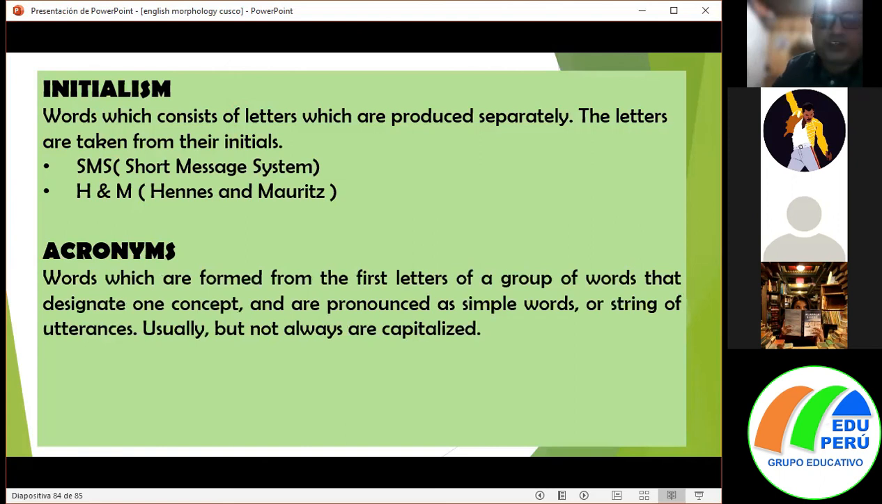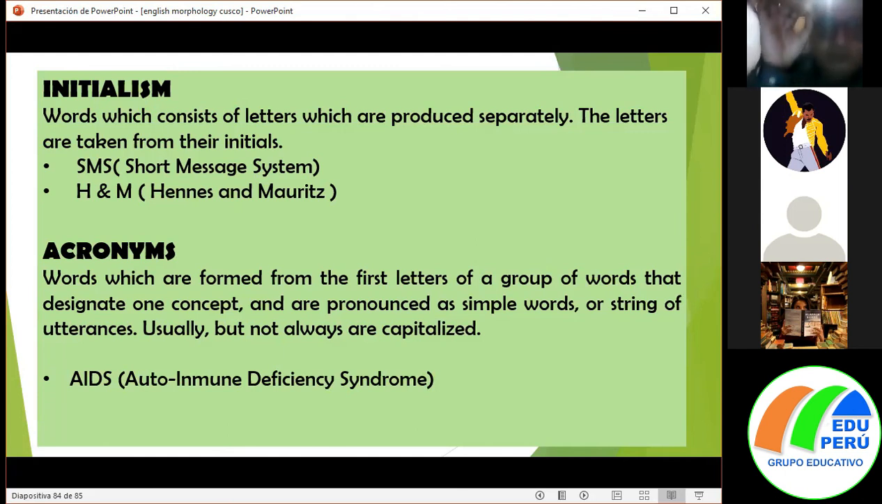Acronyms. Words which are formed from the first letters of a group of words that designate one concept and are pronounced, notice, as simple words together, not as a string of utterances. Usually, but not always, they are capitalized. This is the difference with initialism. Initialism, you pronounce letter by letter, SMS, H&M. But in acronyms, we also use the initial letters, but they are pronounced as a whole word together, all right?